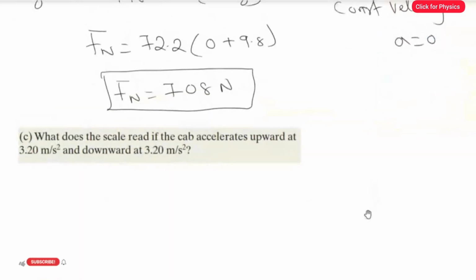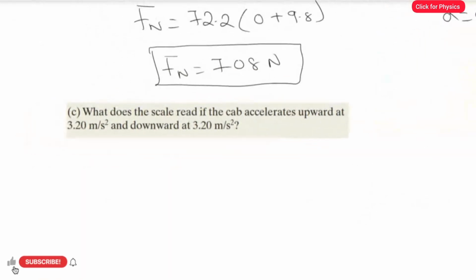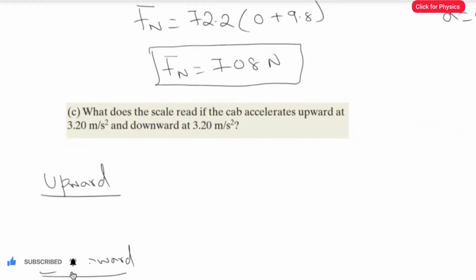Now we have to go to the third part. What does the scale read if the cab accelerates upward at 3.2 meter per second square and downward at 3.2 meter per second square? So that means here we have 2 cases. One is for upward motion and the second one for downward motion. So for that we have to use the same equation. What is the equation? Fn is equal to mass multiplied by (gravity plus acceleration). So this is the equation.